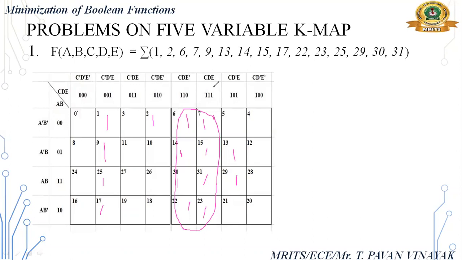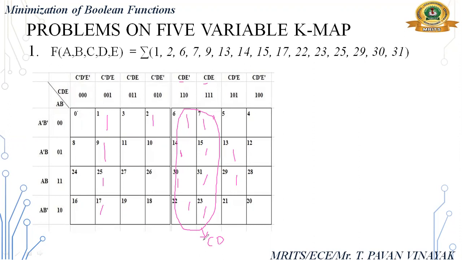Next, are more octets available? No, only one octet is available. The expression for it, what is the common term? From these two, the common term is CD. So for an octet we get 2 variables, right? So CD is the final answer.